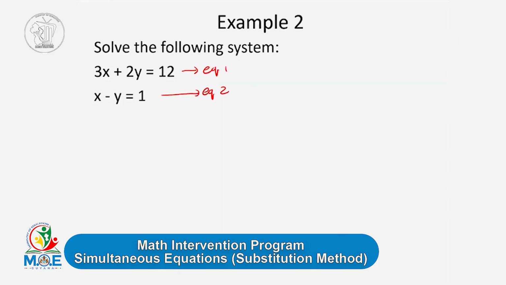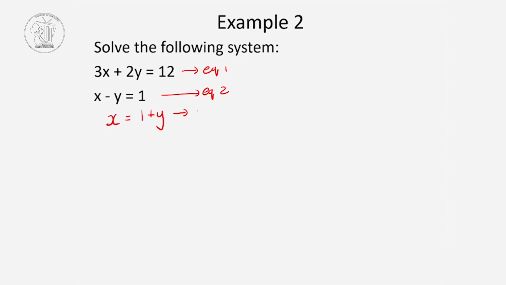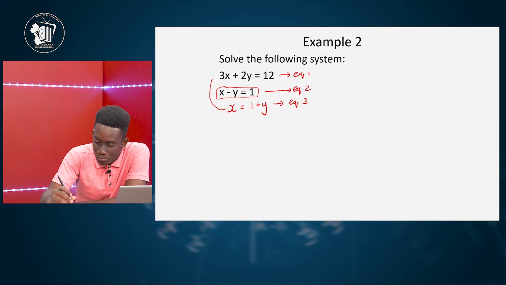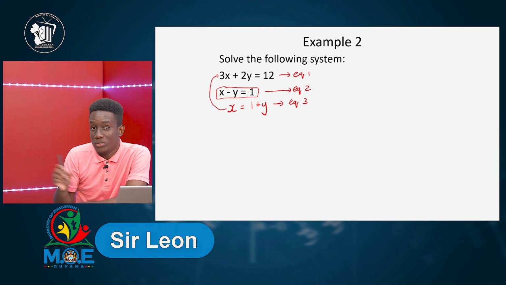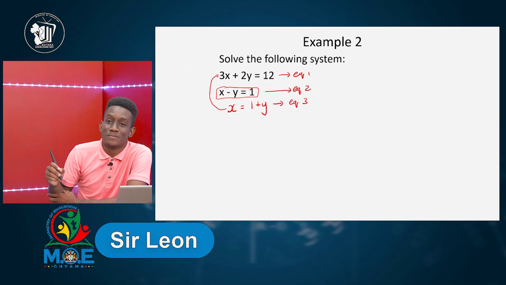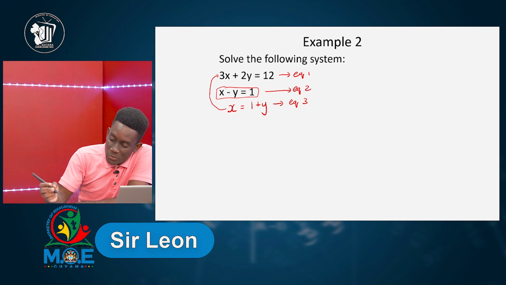We see x is by itself, and y as well. But we can make x a subject by taking over this minus y. So we'll have x is equal to 1 plus y. We can call this equation 3. So we already used this equation to make x a subject. So what we do, we take this answer and we put it in the other equation. We cannot put it in the same equation because that means you will not be involved in both equations in the solution. So we solve.